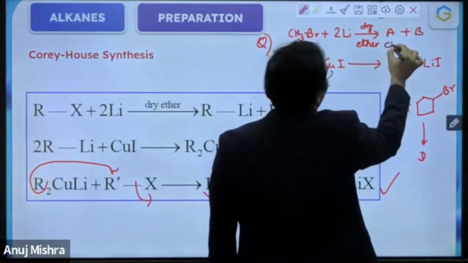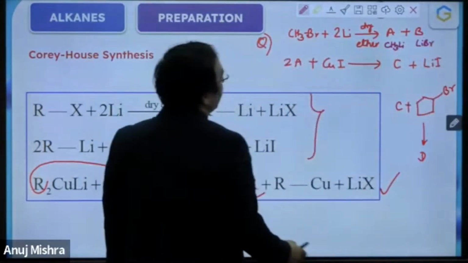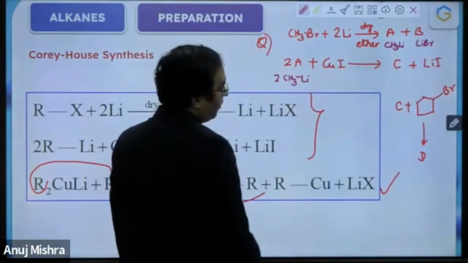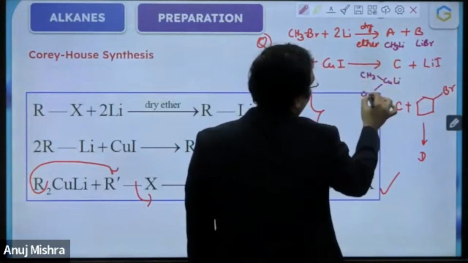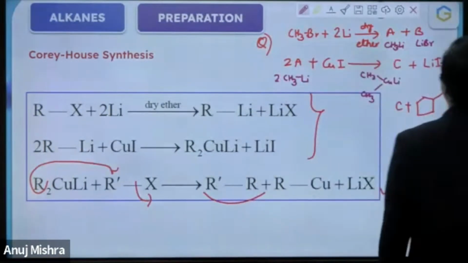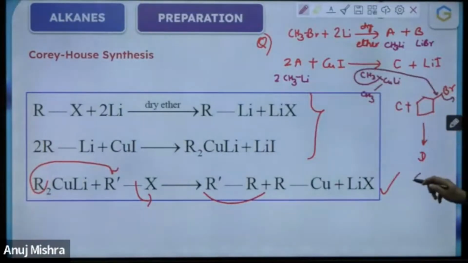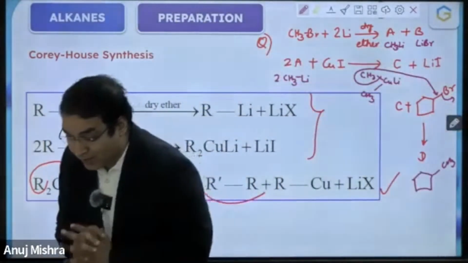So A is what? CH3Li. B is LiBr. C will be CH3, and D will be CH3 on CuLi CH3. Yes, so CH3 twice on Cu. Correct. And D will be, this attacks your Br, cyclohexane. Very good. Everyone please note it down. Understood? So I've given a question so that it comes with clarity in your mind, right? Any difficulty in this? Be ready to answer such questions.